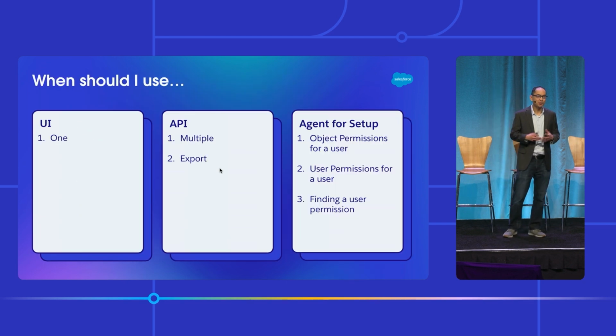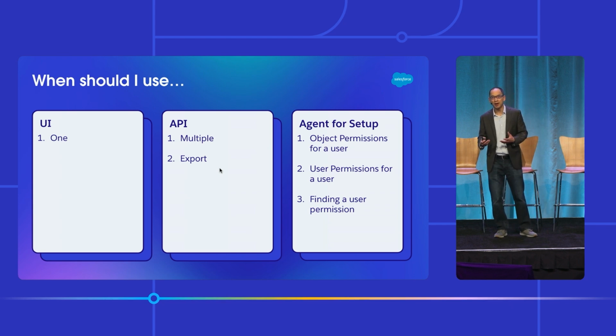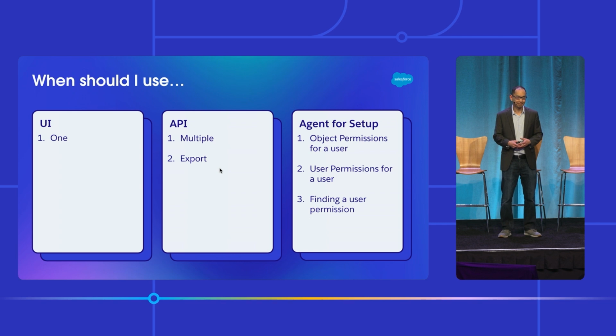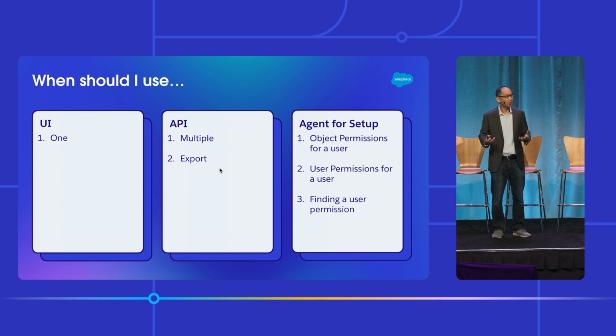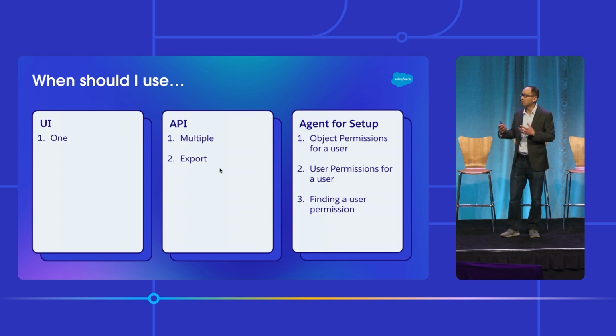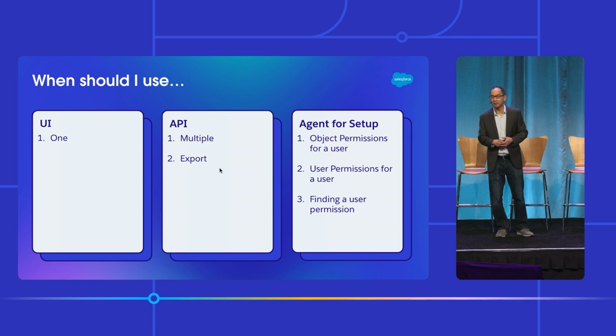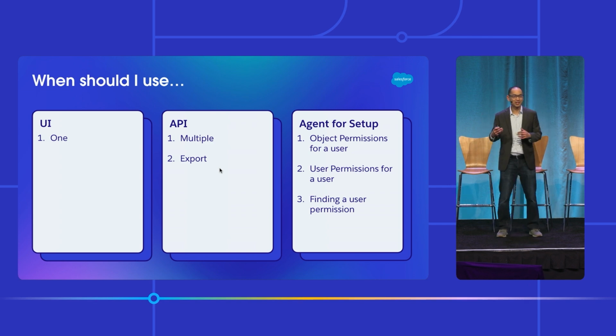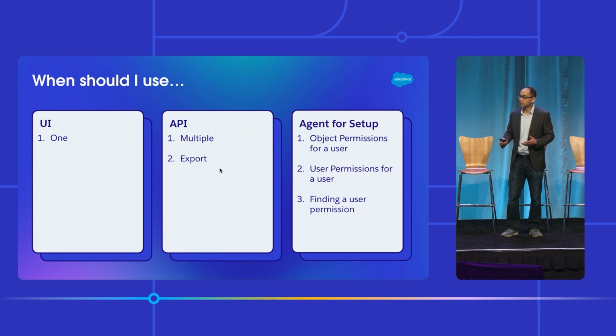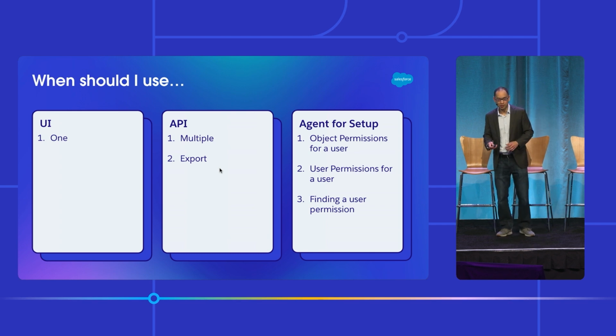And some of the questions that you may then have is, when should I use the UI versus the API or the agent? With the UI, I usually think about, well, it's one specific thing you're trying to focus on. Versus the API, you're trying to pull multiple users, maybe a lot of other metadata, or you're trying to export. And then where's the agent come in? Now, this is just the beginning. The agent currently helps with understanding a single user's object access, or the user permissions assigned to a specific user, or finding a specific user permission. But it's going to be able to do more, so we'll get to that.